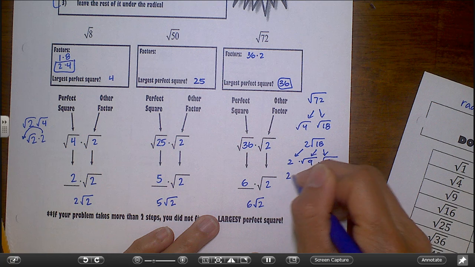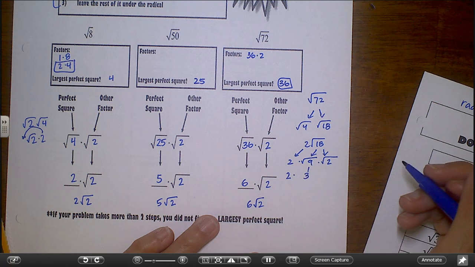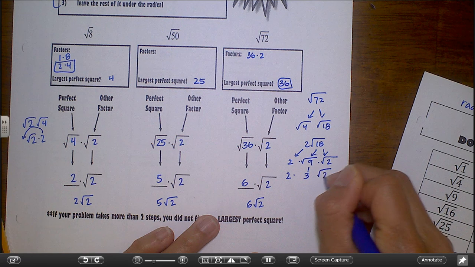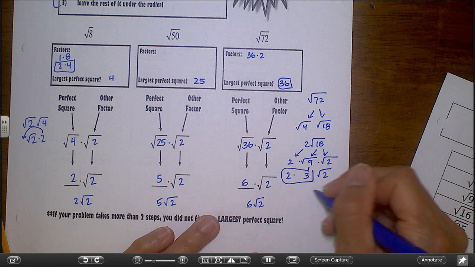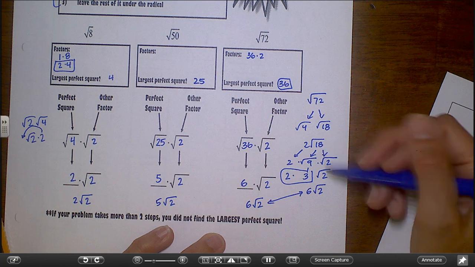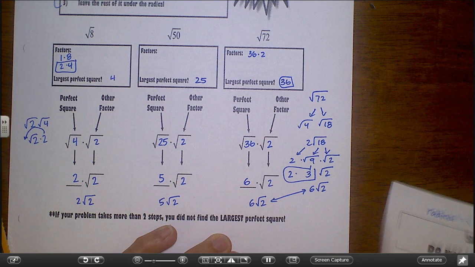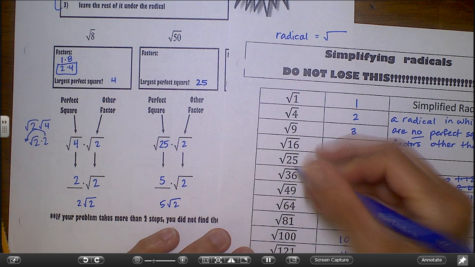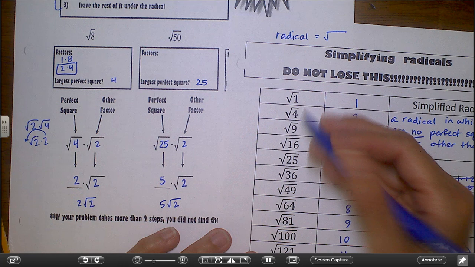And so I still have that 2 hanging out. And then I have the square root of 9, which is 3. And then I have the square root of 2, which I keep as the square root of 2. And now I can multiply these together. So 2 times 3 is 6, and then the square root of 2. So look at that. I got the same answer, but I had to do it 3 times instead of just 1. So that's why it's always beneficial to start at the higher perfect squares and work your way down rather than the lower ones.